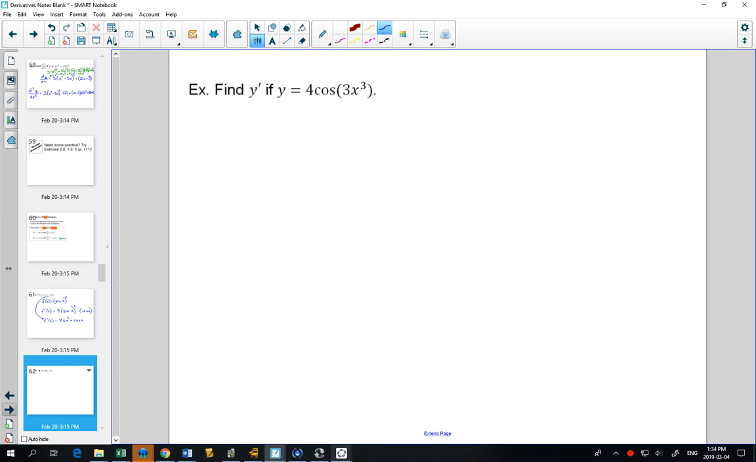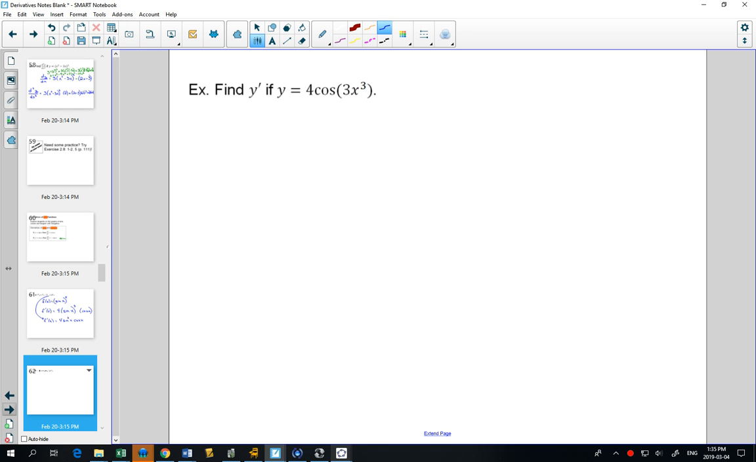With the introduction of the trig functions, the chain rule can happen in different ways than we had before. When we just had powers, our chain rule was always when we had a function inside of a power. But now we could have functions inside of cos. Can you see that the 3x cubed is inside of cos?